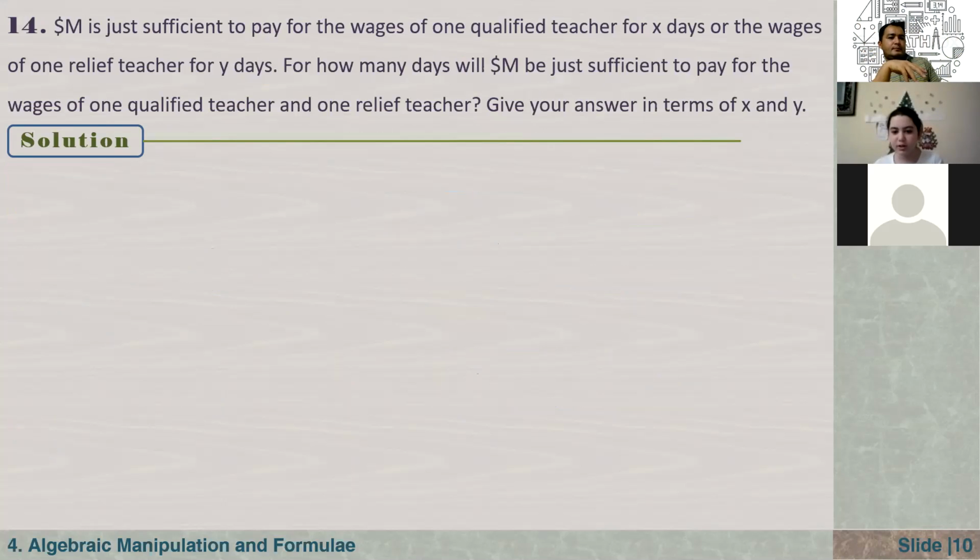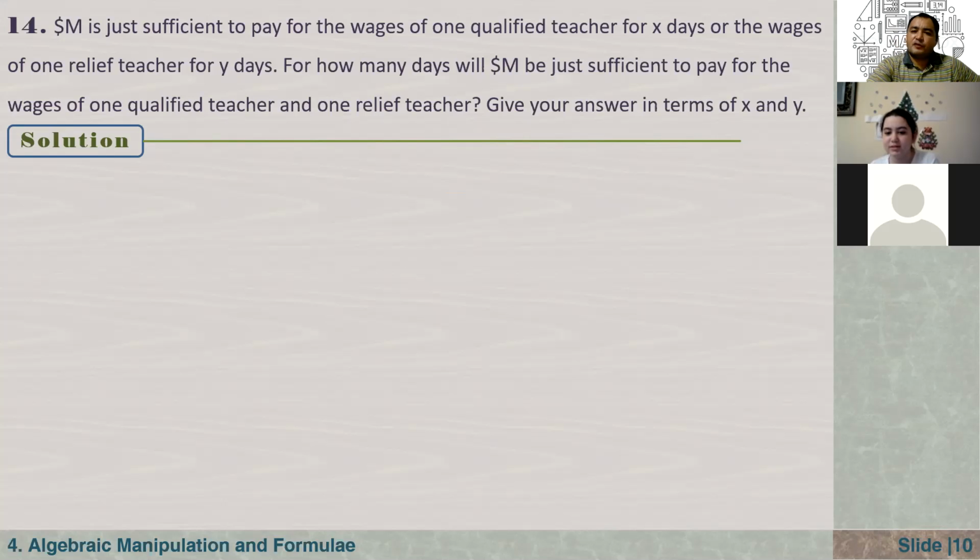$M is just sufficient to pay for the wages of one qualified teacher for X days or the wage of one relief teacher for Y days. For how many days will $M be sufficient to pay for the wages of one qualified teacher and one relief teacher? Give your answers in terms of X and Y. Did you understand the question?